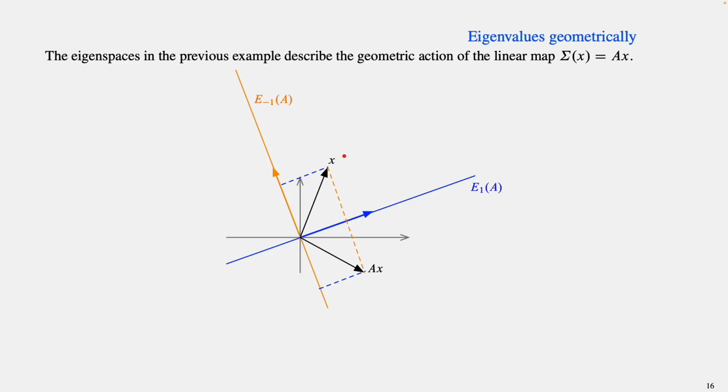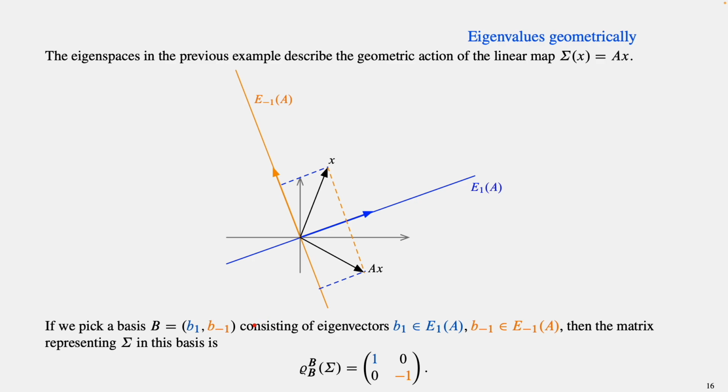And so you see the effect that this map has on any vector in the plane is just reflecting it perpendicularly to the blue line. And algebraically, what this actually implies is that if we pick a basis in the plane where we take one basis vector from the +1 eigenspace and one basis vector from the -1 eigenspace, then the matrix that represents this linear map sigma in this basis is given by this matrix here. So 1, 0 and 0, -1.